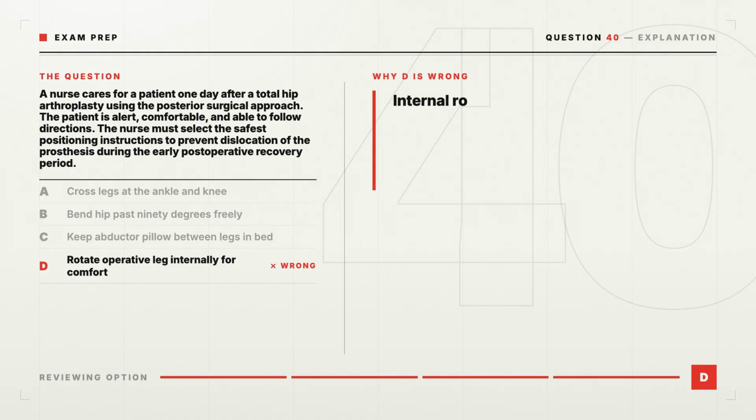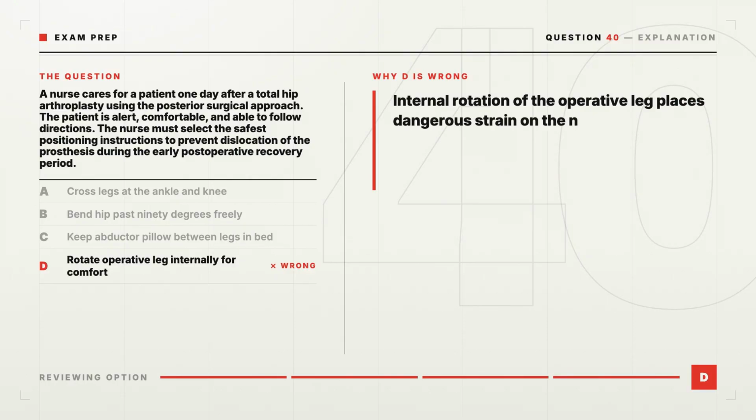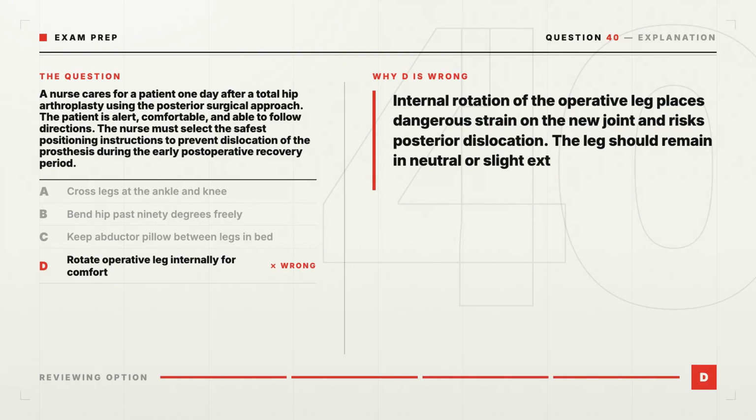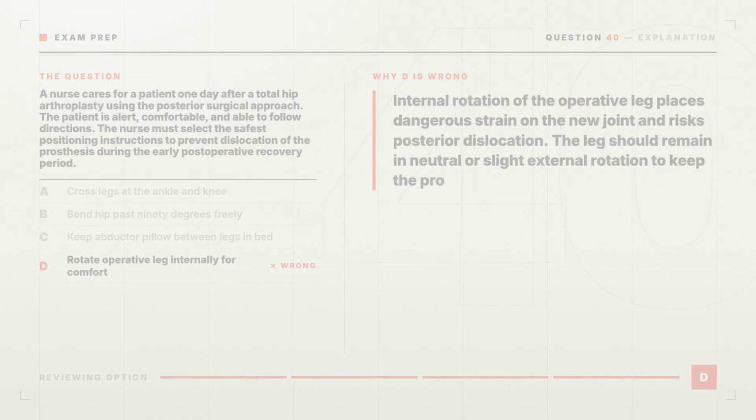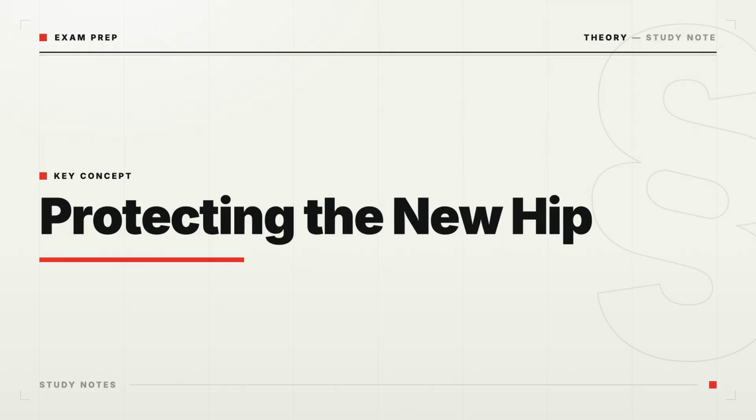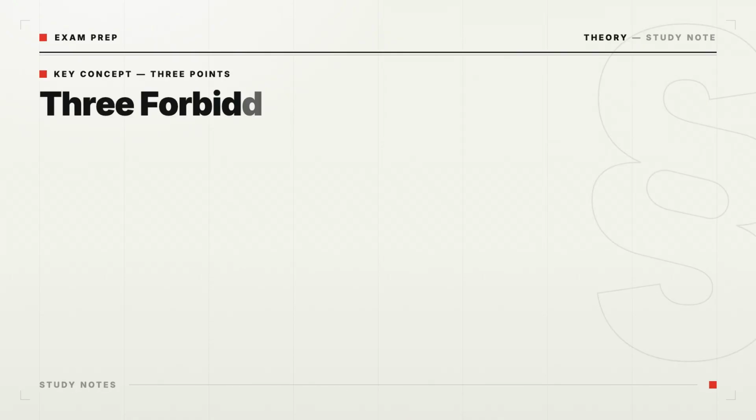D is wrong because internal rotation of the operative leg places dangerous strain on the new joint and risks posterior dislocation. The leg should remain in neutral or slight external rotation to keep the prosthesis stable. After a posterior hip replacement, the back of the joint is unstable for weeks while tissue heals. Certain movements can pop the new ball out of its socket, causing a painful dislocation. Positioning precautions exist purely to keep that joint seated until it stabilizes.